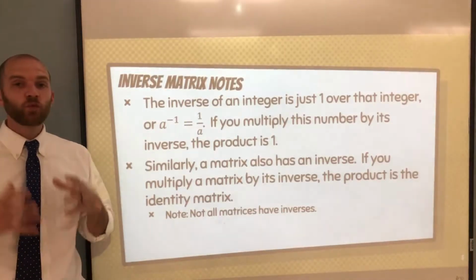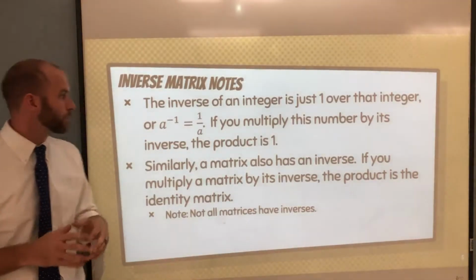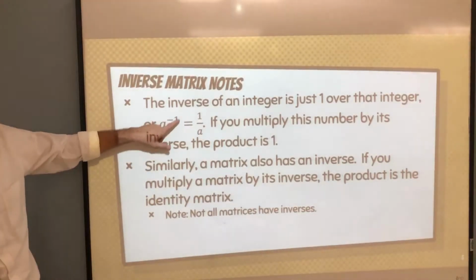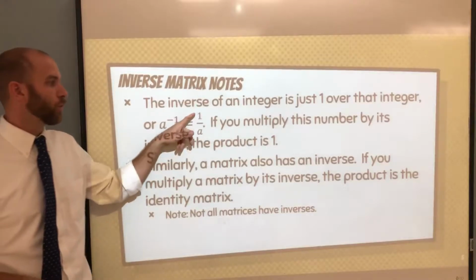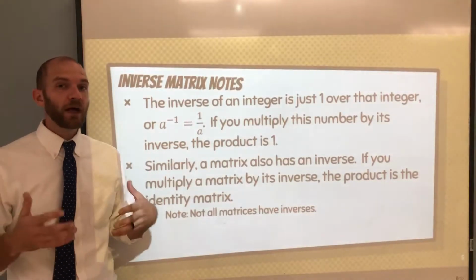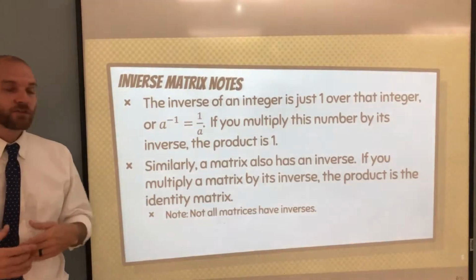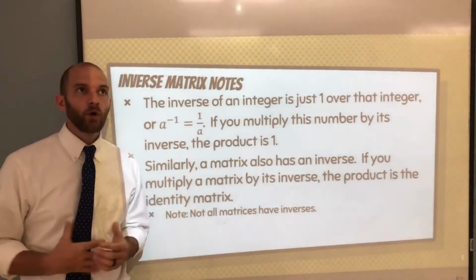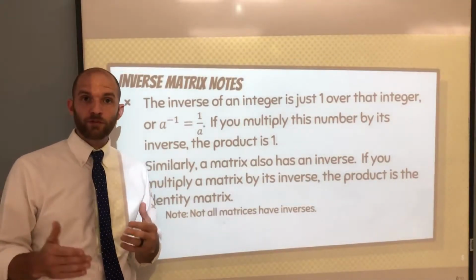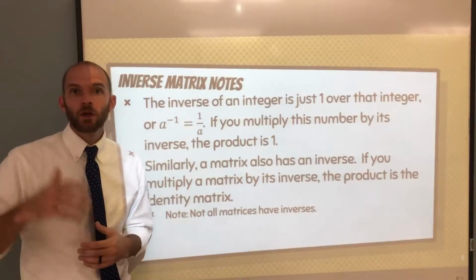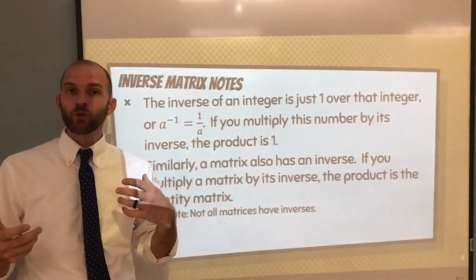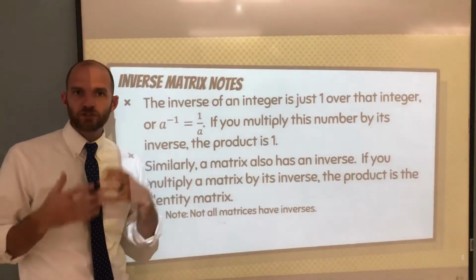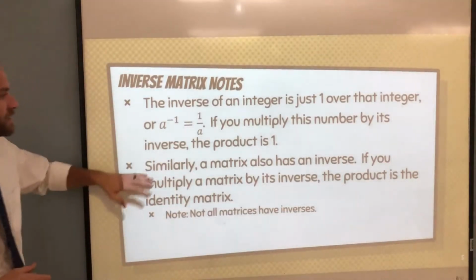The inverse of an integer is just 1 divided by that integer, or a to the -1 power, which indicates inverse, equals 1 over a. If you multiply a number by its inverse, the product is always 1. So if we think about a number like 2, the inverse of 2 is just 1 over 2. 2 times 1 over 2, or 2 times a half, is just going to be equal to 1.